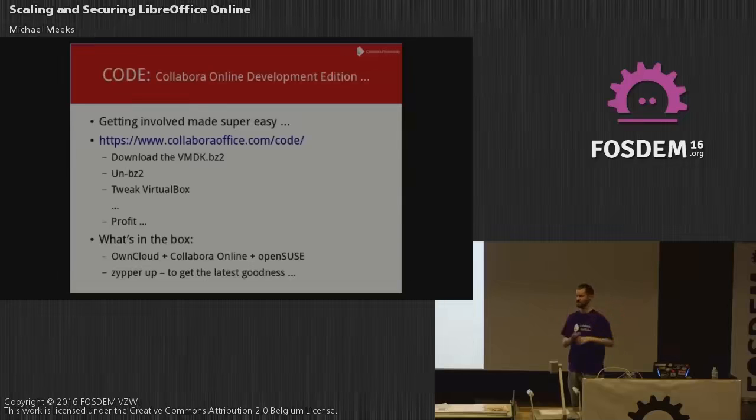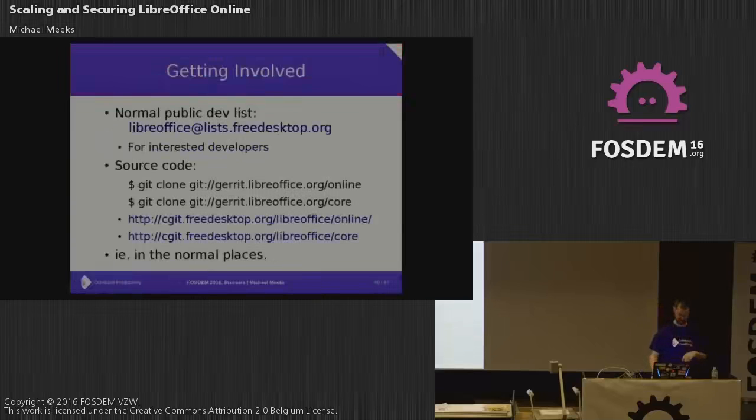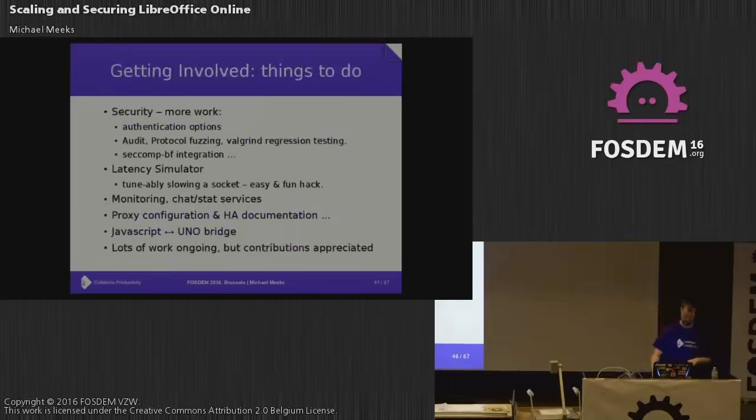All the demos that I showed you today are there, except my daughter's party invite. So you can just download it now, zip it update, and get it and play with it on your own device pretty trivially. And you get that OwnCloud, Collabora Online, and OpenSUSE piece there. And send us some patches, send us some feedback. The way to get involved is just go to the normal public dev list for LibreOffice, clone the software. It's pretty much all there. It's just the normal way to get involved with LibreOffice.